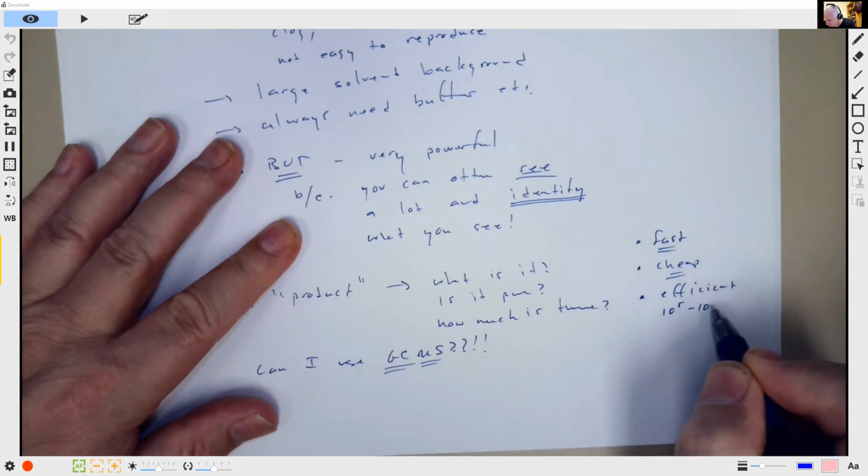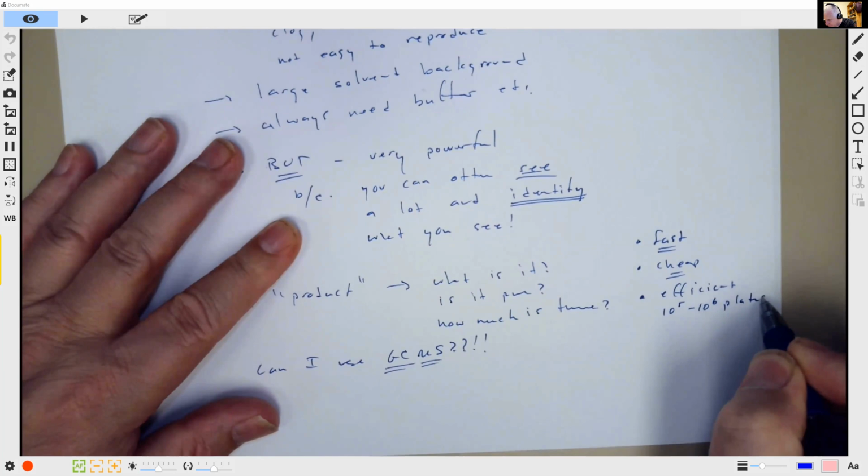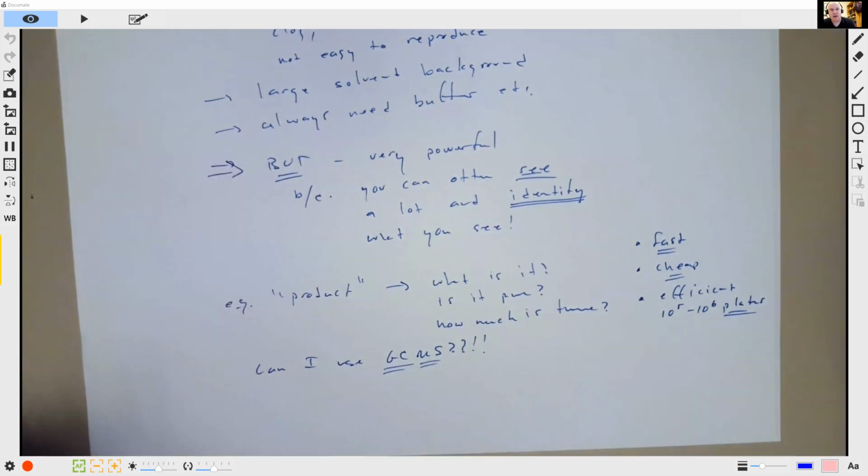10 to the 5 to 10 to the 6 plates. Remember, a plate is a region of space in which the molecule can come to equilibrium in the column. So in its transit through a GC column, an average molecule may interact with and partition into the stationary phase 1,000,000 times. So you're going to average over 1,000,000 of these types of interactions. On an LC column, it might be closer to 10,000.